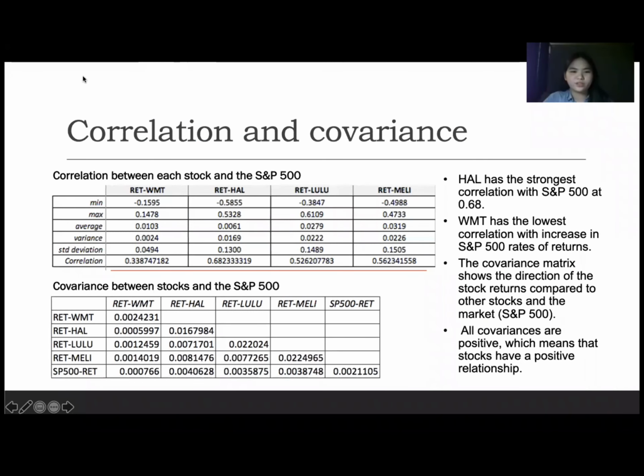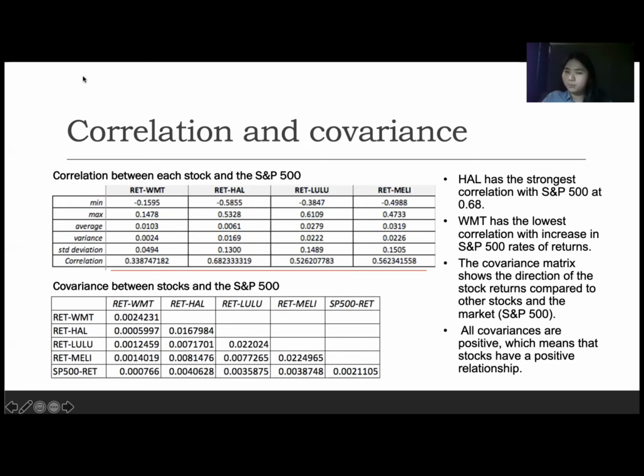As we can see in the first table, it shows the correlation between each stock and the S&P 500. And as we can see from the table, Halliburton Company has the strongest correlation with the S&P 500 at 0.68. This tells us that Halliburton Company has the highest probability of the increase in returns as well. On the other hand, Walmart has the lowest correlation with increase in S&P 500 with a correlation of 0.34, which tells us that as market returns increase in the S&P 500, Walmart is least likely to see an increase in its returns compared to the other stocks.